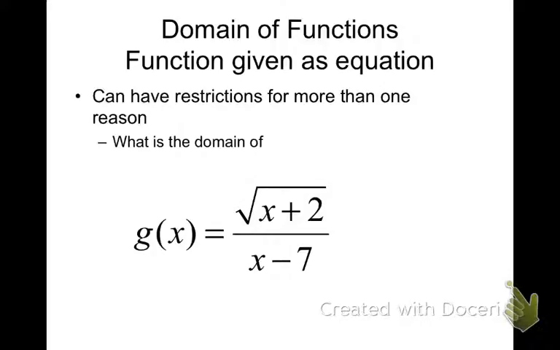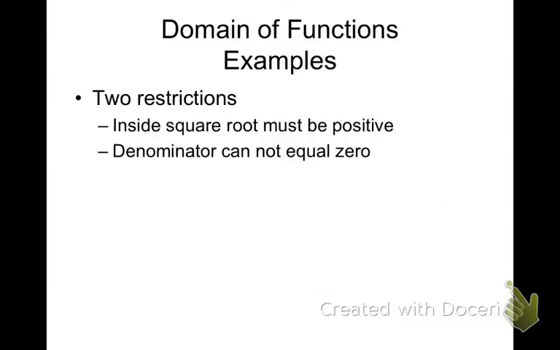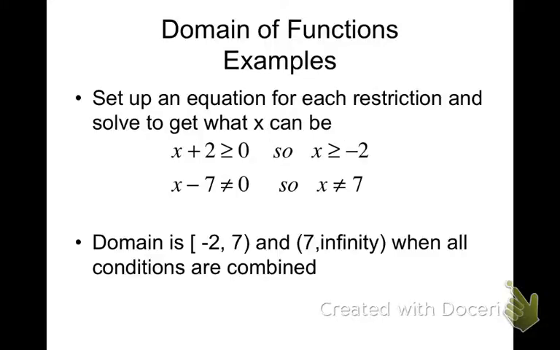Sometimes you can have more than one restriction. I have two things going on. I have an issue where this has to be greater than or equal to 0 inside the square root, and this bottom here cannot be equal to 0. So I will solve for both of those cases and exclude the numbers that would violate those rules. Okay, and that's what I just said. Inside the square root must be positive, denominator cannot be 0.